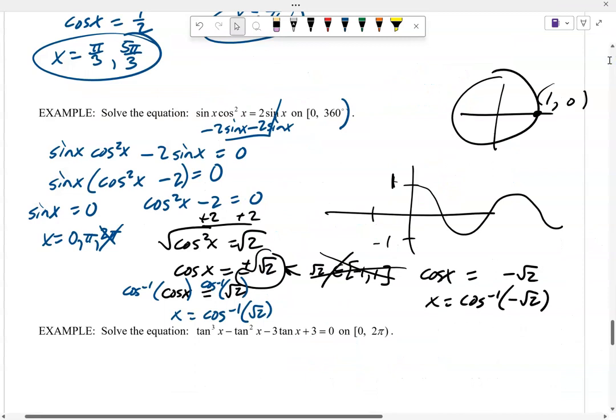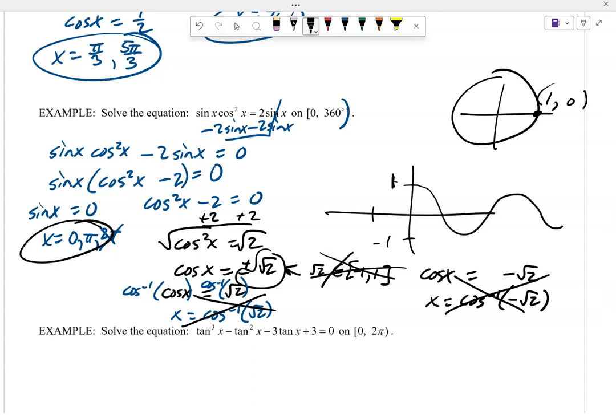And so these are no good. This doesn't help us. So it looks like all we got is 0 and pi for this one. And let's move on to the next one here where we have tangent cubed x minus tangent squared minus 3 tangent plus 3. And notice on this one I have 1, 2, 3, 4 terms.